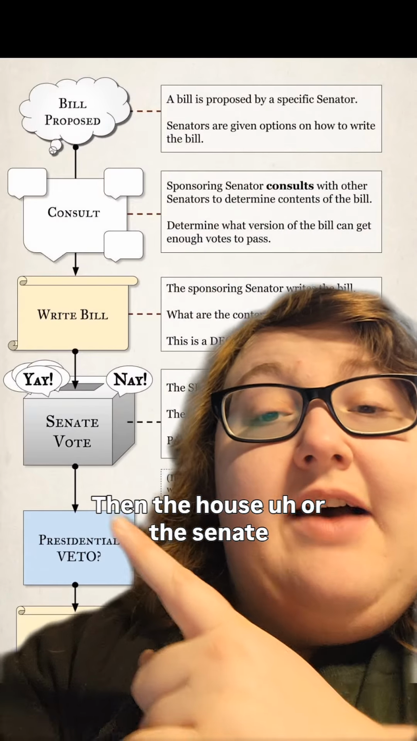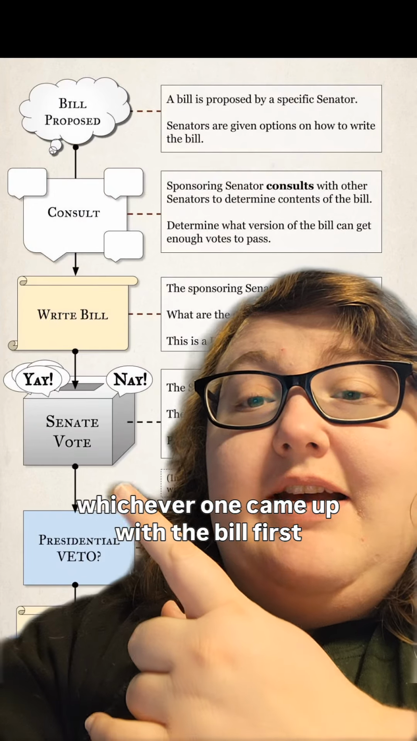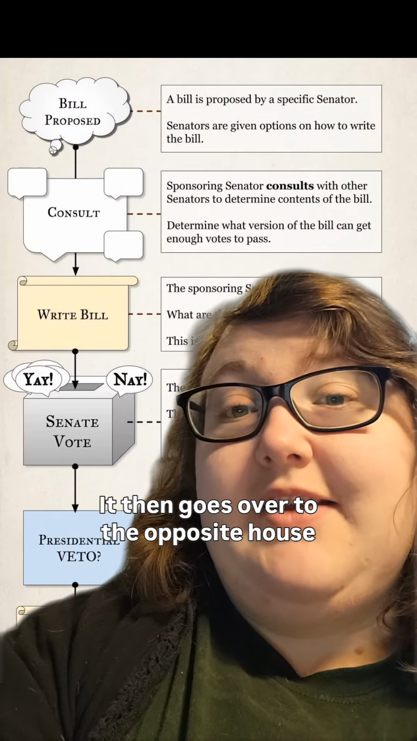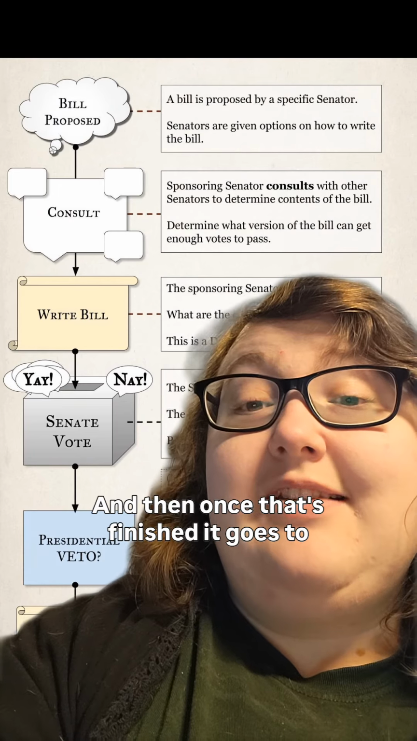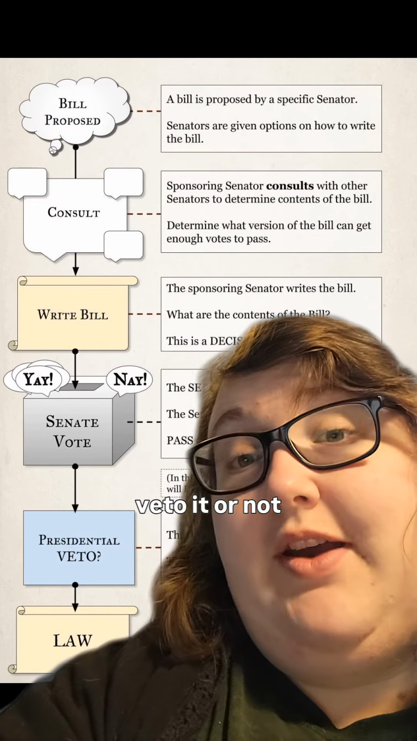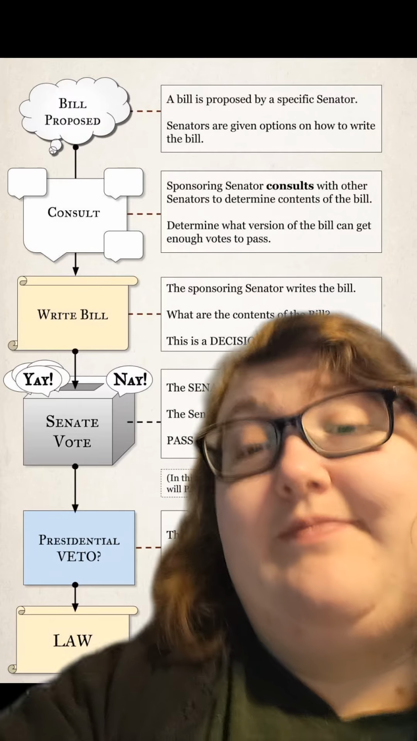Then the House or the Senate, whichever one came up with the bill first, will vote on it. It then goes over to the opposite house and they vote on it. And then once that's finished, it goes to the president, who will decide whether to veto it or not. Veto essentially means deny it.